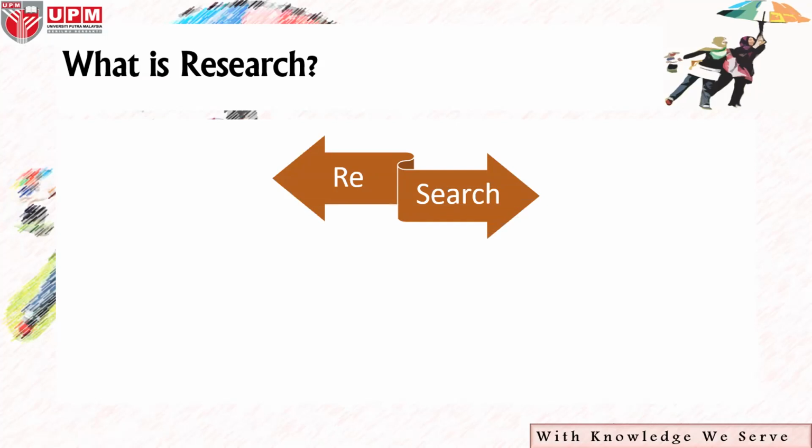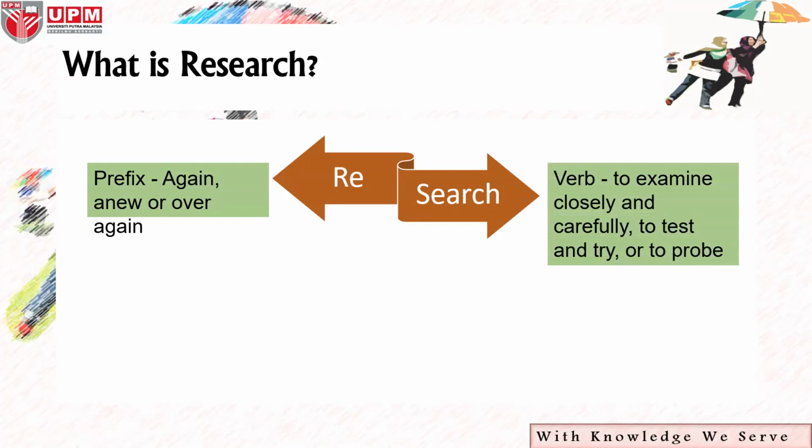So what is research? Research comes from two words, re and search. It is a Greek word. The prefix re refers to again, anew, or over again. So this is what we learned during our degree classes, if I'm not mistaken. We already learned this during our degree, so we are just refreshing it.